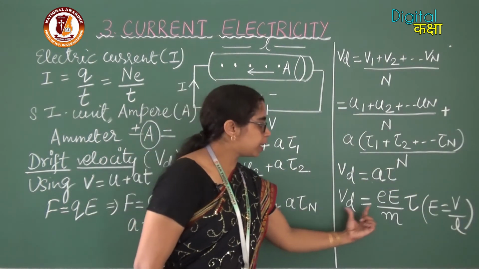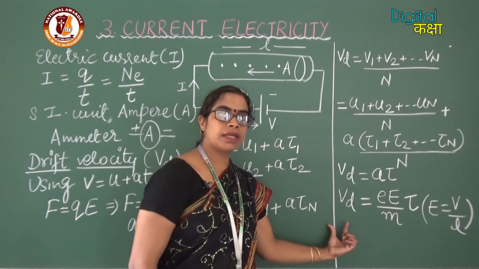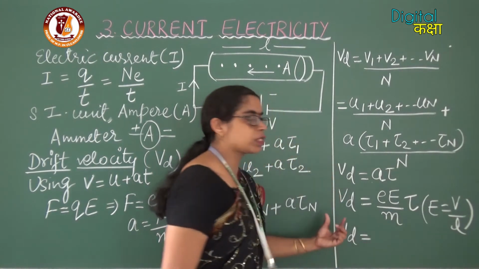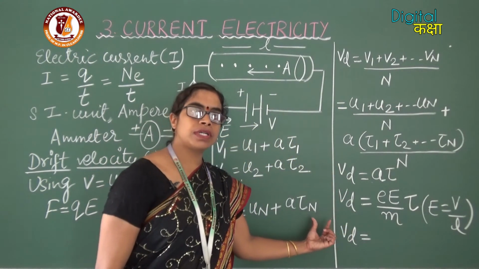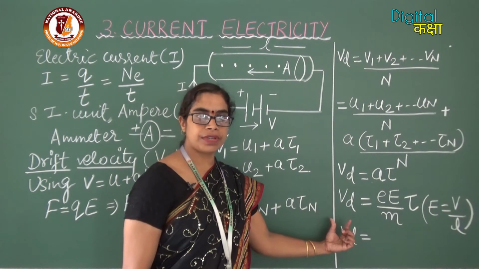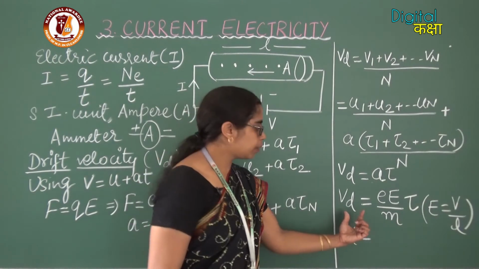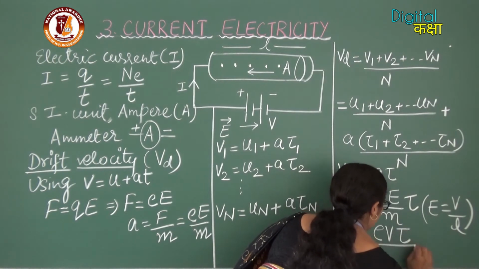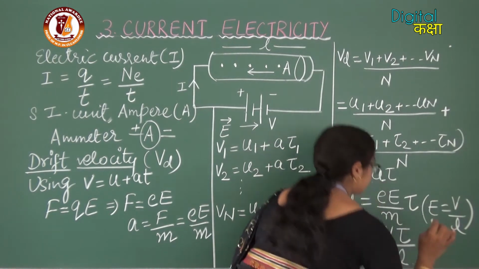Now, when I substitute this value here in the formula, I will get the formula for the drift velocity in terms of the applied potential difference, and it can be written as eV tau upon m into L.